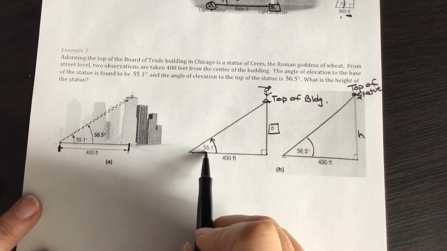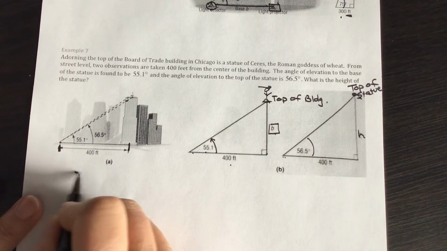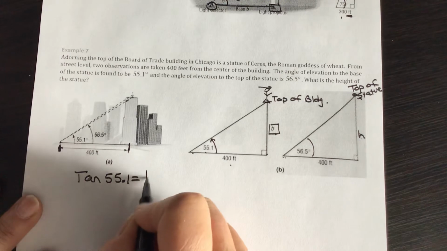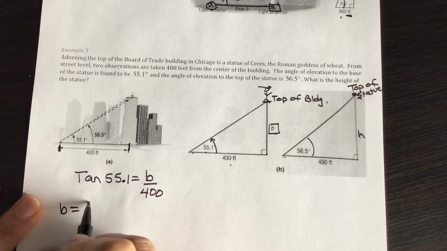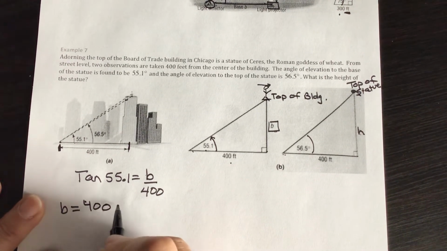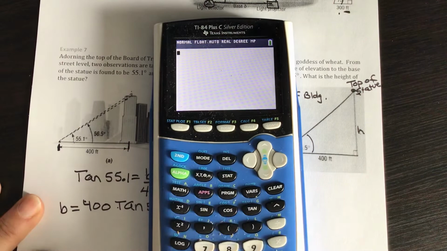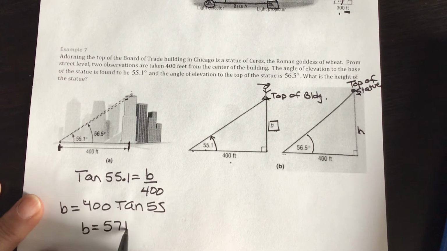All right, so looking at this angle, 55, the side opposite and the side adjacent is tangent. So tangent of 55 is opposite B over adjacent 400. So B is 400 tangent 55. So 400 tangent 55 is 571.3. So let's say B is 571.3.